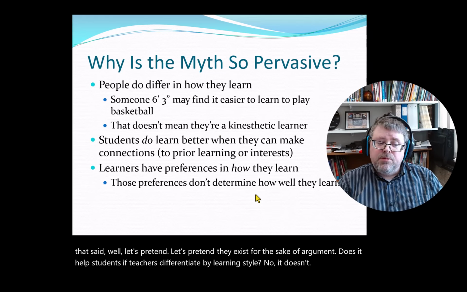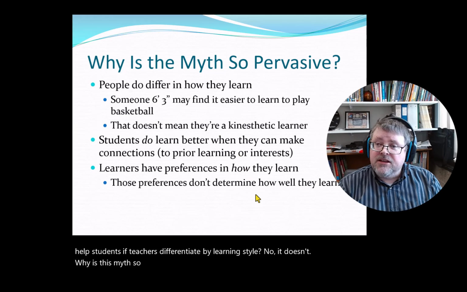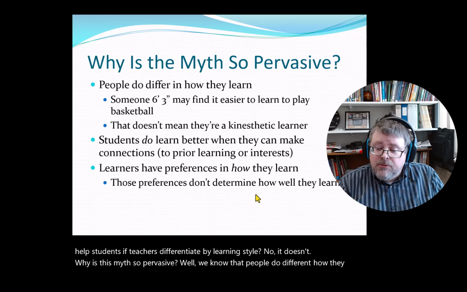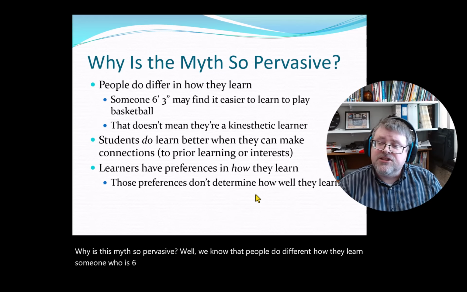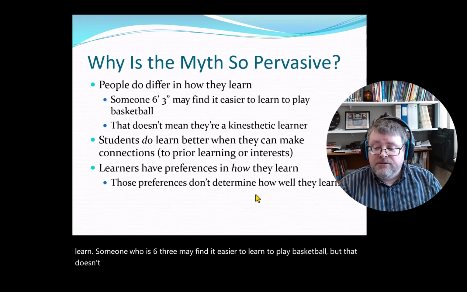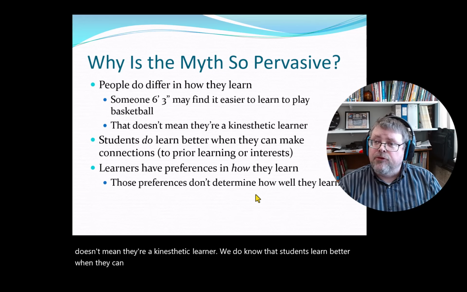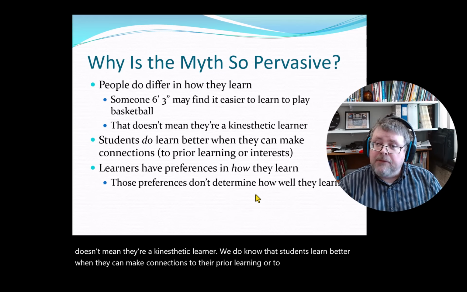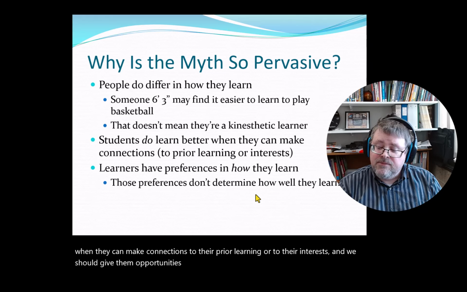Why is this myth so pervasive? Well, we know that people do differ in how they learn. Someone who is 6'3" may find it easier to learn to play basketball, but that doesn't mean they're a kinesthetic learner. We do know that students learn better when they can make connections to their prior learning or to their interests, and we should give them opportunities to do that.